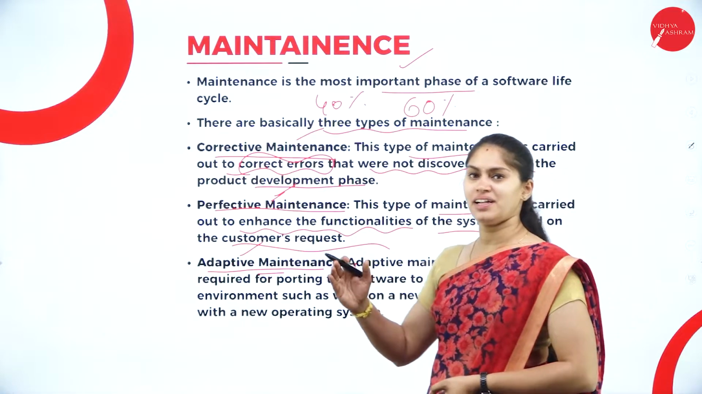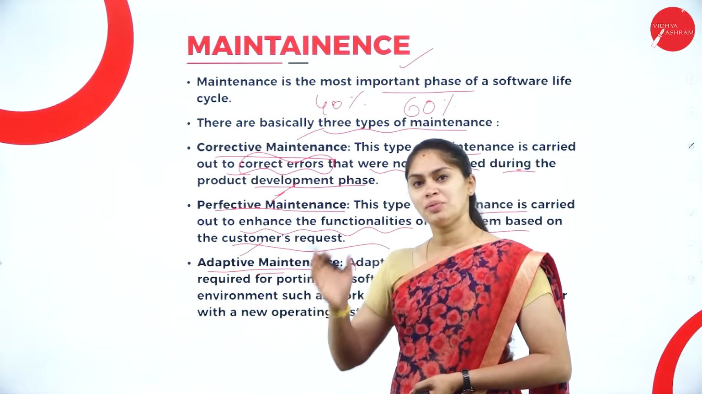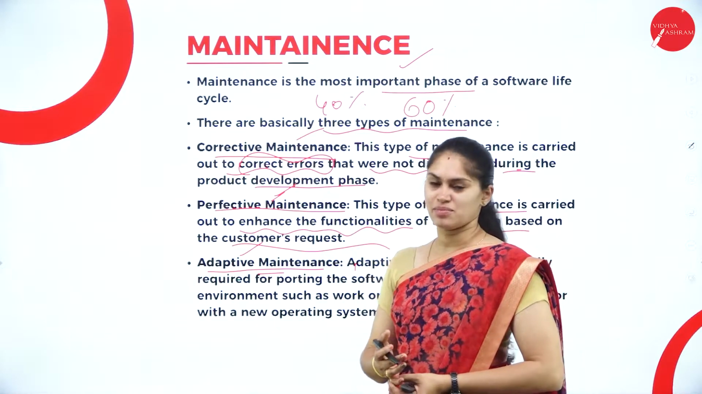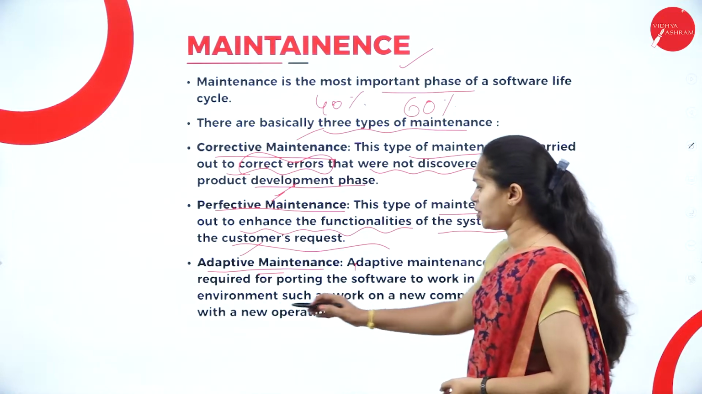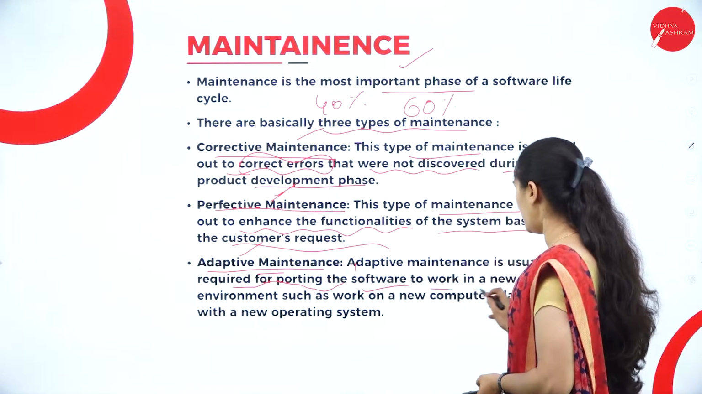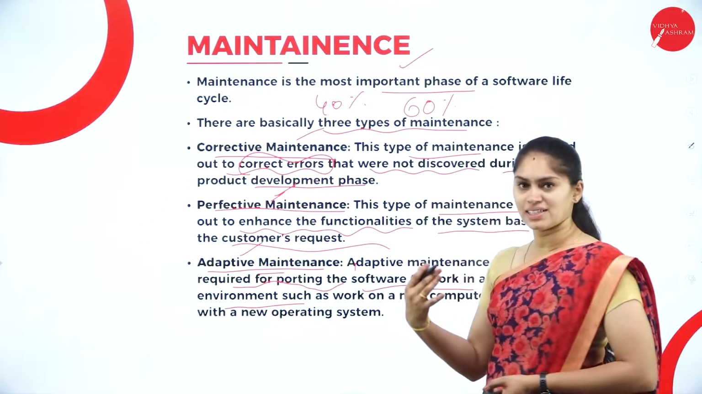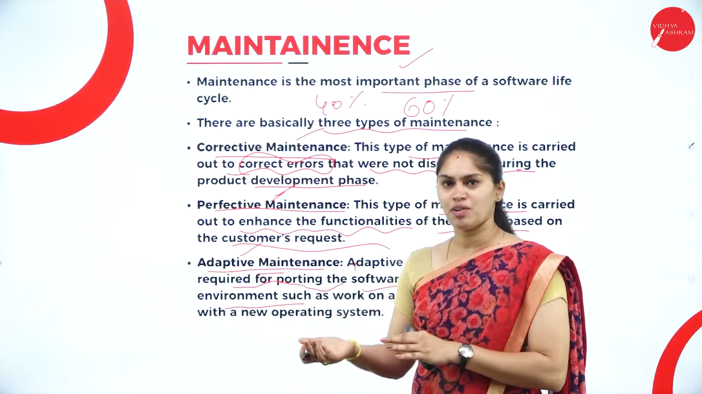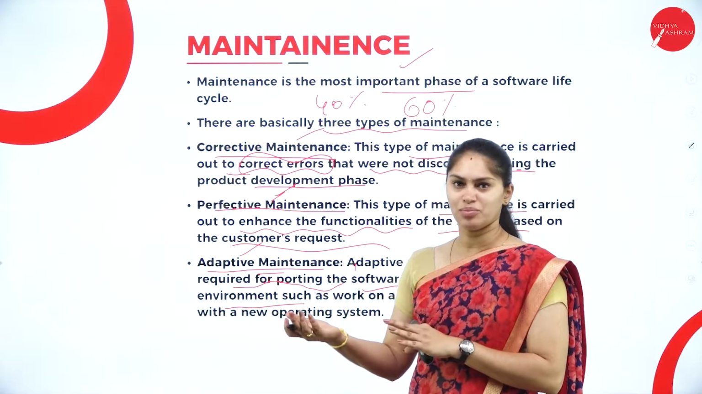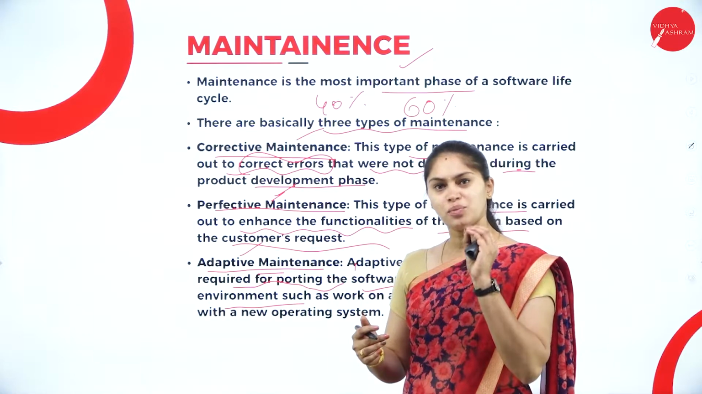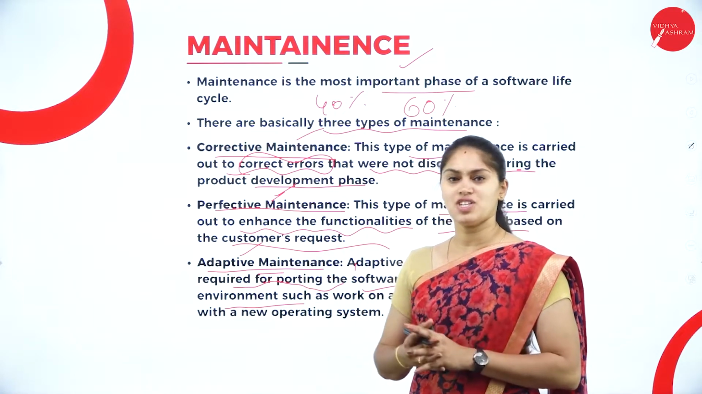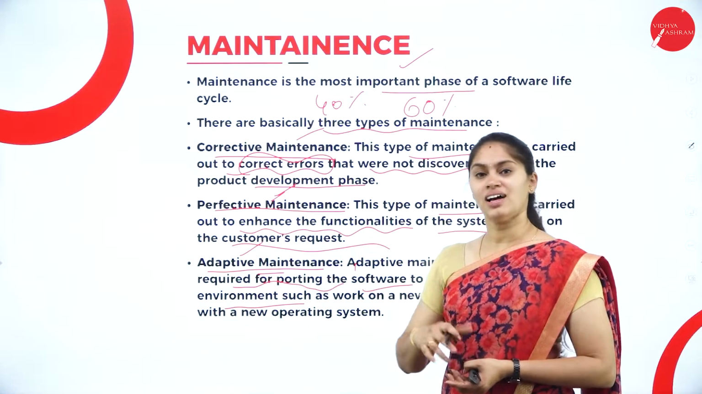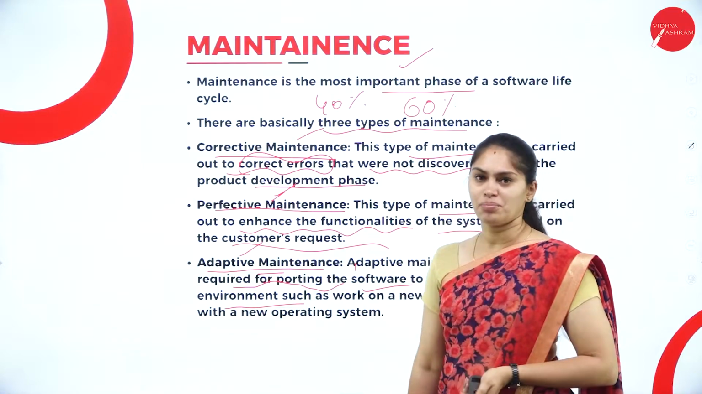At last we have adaptive maintenance. In adaptive maintenance, the system must be able to adapt to a different environment, different operating system, different computer systems. This is usually required for putting the software to work in a new environment. For example, if you are using WhatsApp on your mobile, then when you change from one phone to another mobile, WhatsApp or whatever social media and applications you were using on the previous mobile have to work in the same way on the other phone also. That is adaptive maintenance.